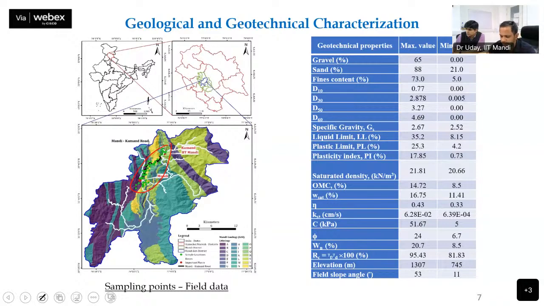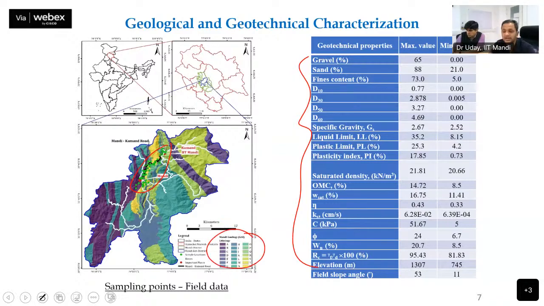I showed you some of the landslides, but these landslides are almost to the extent of 82 slides in this particular location. So what we did is we tried to collect all the soil samples in this particular area, and we tried to characterize them with respect to the standard geotechnical engineering parameters, including a bit of lithology and geology related to this.